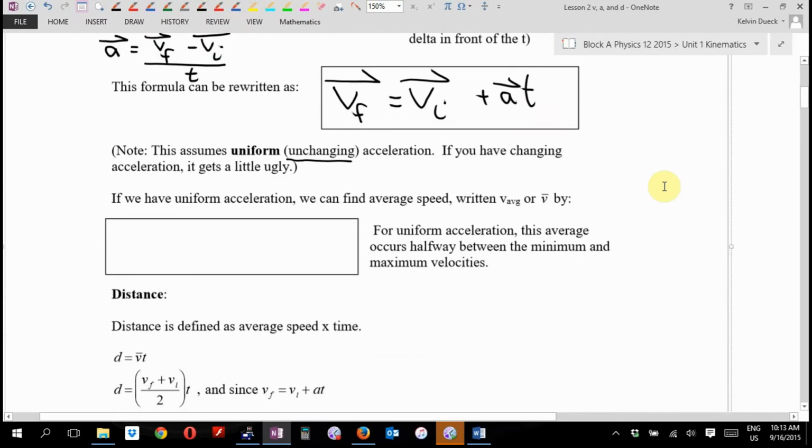If we have uniform acceleration, we can find average speed, written, I tend to write it as V-average, but the symbol for average is a horizontal bar. Well, sorry, that's not a vector sign, just a bar. The average of anything is, if you have 10 bucks and I got 20 bucks, what do we average between us? 15. How do you calculate that? Add them up and divide them by how many there are.